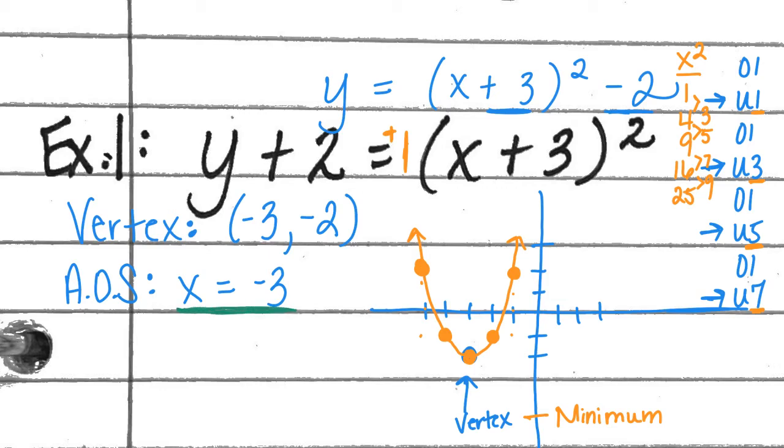So remember, I'm going to graph a line at x equals -3. Now, do they typically ask for you to graph this? No, but you will have to write it as a line every time, x equals -3.